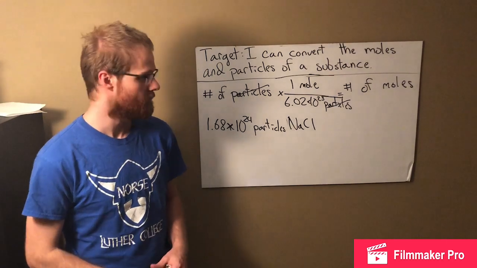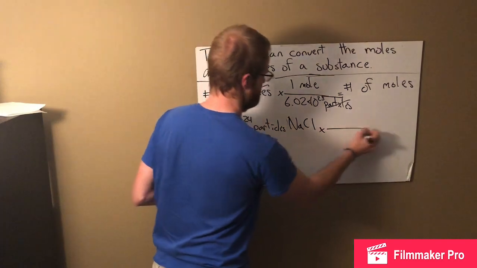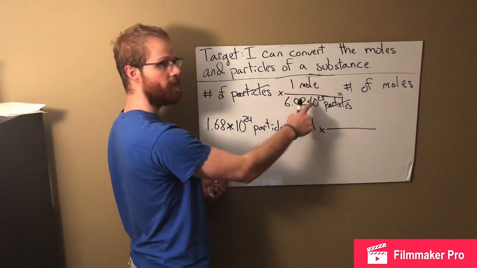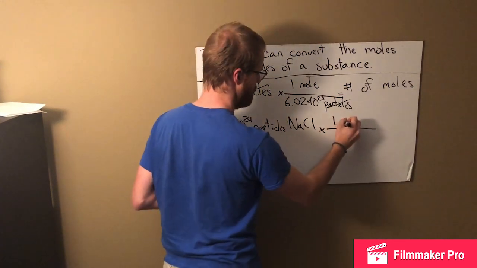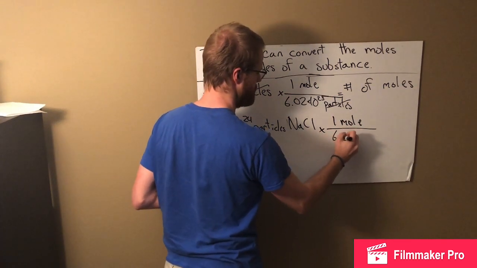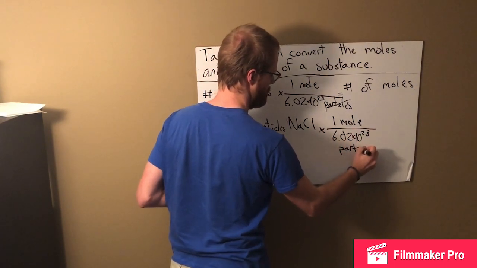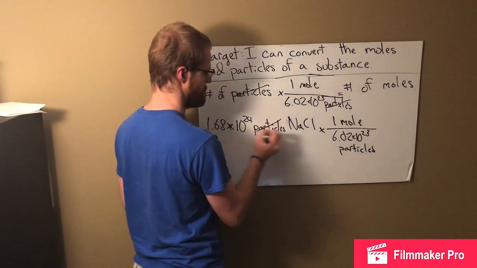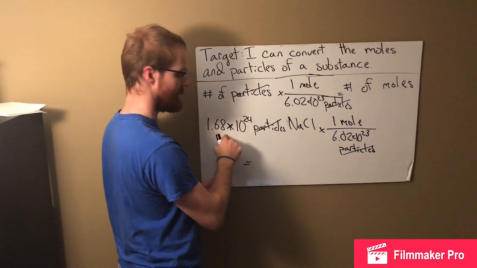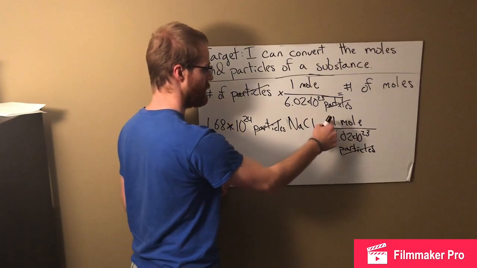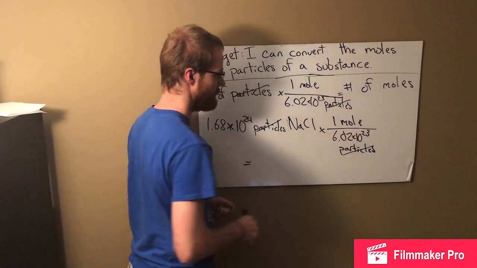Okay, let's see if you're right. We're going to take the number of particles that we have and multiply it by our conversion factor, just like it says in this little table right here. 1 mole will go on top, and 6.02 times 10 to the 23rd particles goes on the bottom. Our particles cancel out, and we get our answer by multiplying 1.68 times 10 to the 24th times 1 divided by 6.02 times 10 to the 23rd.